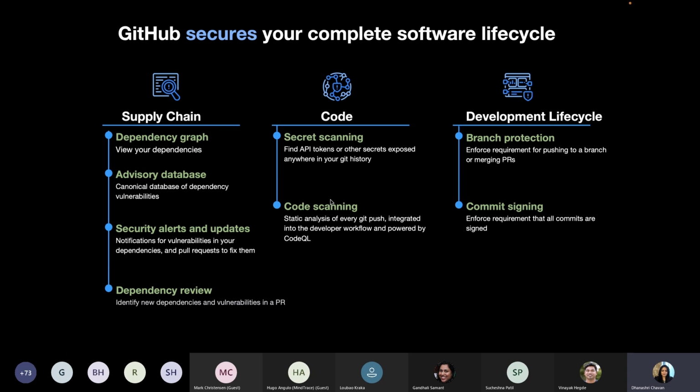You can look at branch protection. I showed you the pull request, right? Where I couldn't approve my own pull request. That's a way to enforce requirements for pushing to a branch or merging pull requests. Commit signing helps you to ensure that all the commits are signed before they're even created.